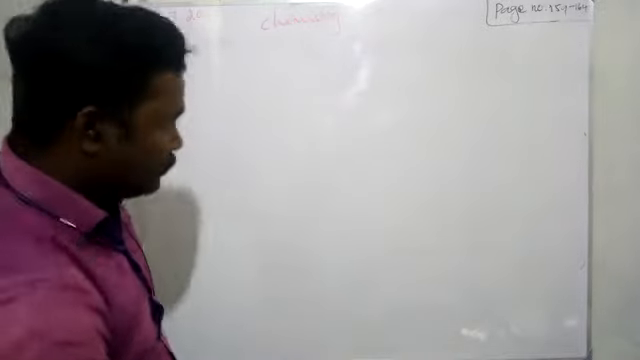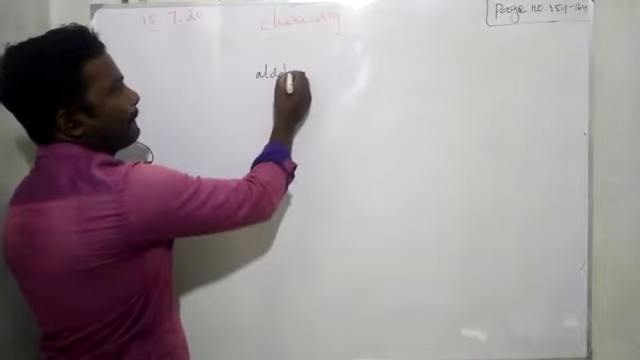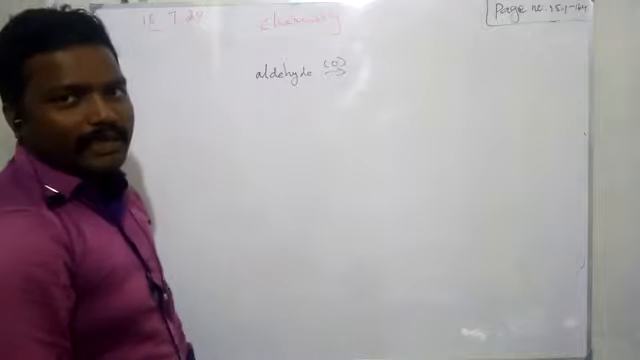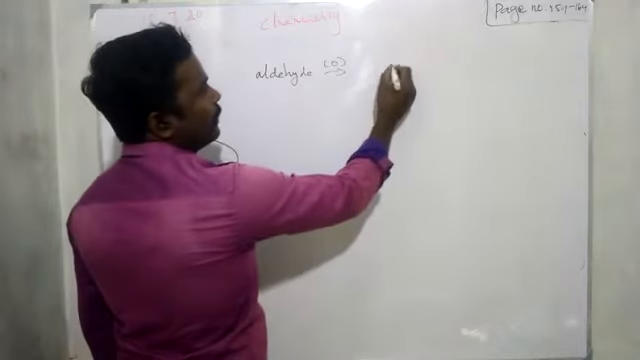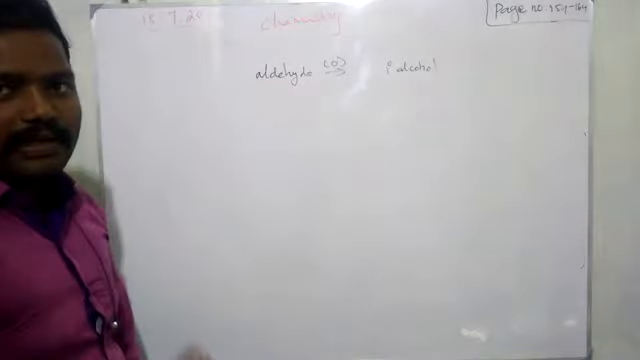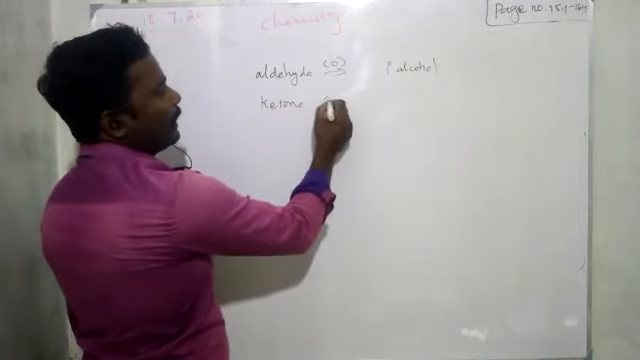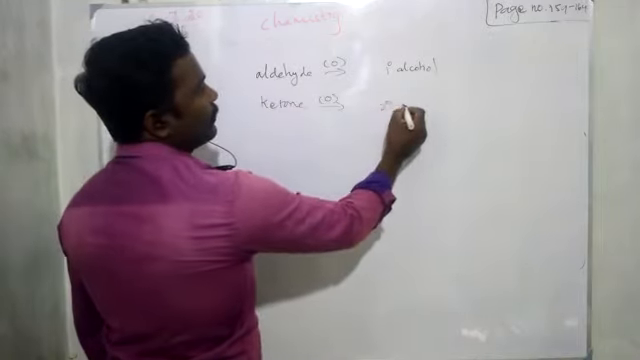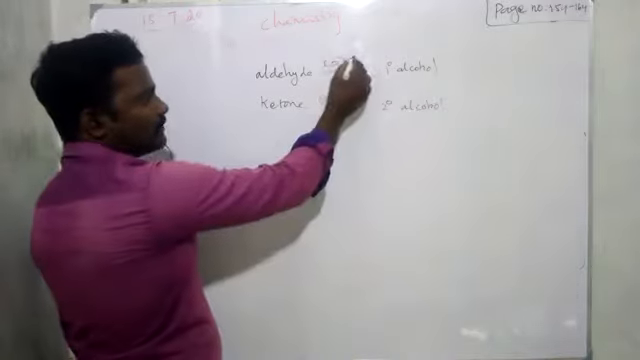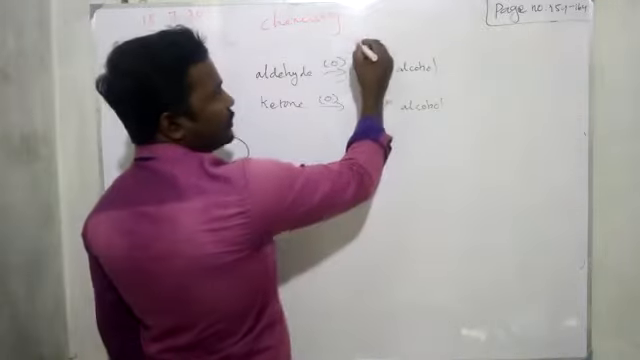Okay. So usually aldehyde on oxidation will give primary alcohol. Very important. Aldehyde on oxidation will give primary alcohol. Ketone on oxidation will give secondary alcohol. Right. For oxidation we have to use some oxidizing agent. What are the oxidizing agents we can use?